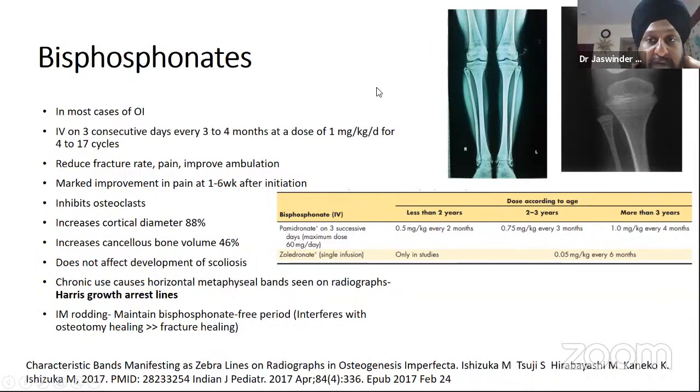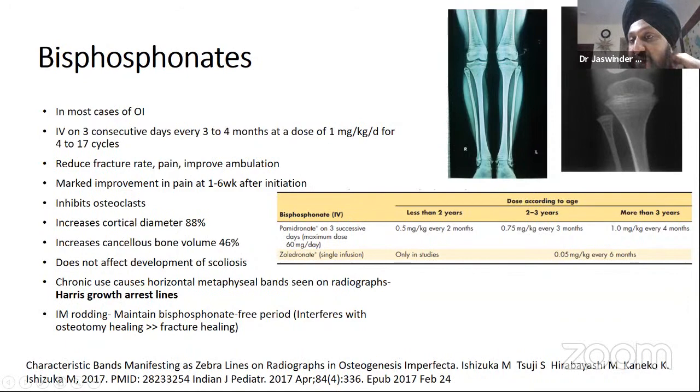And on chronic use of pamidronate, this is a typical X-ray which one will see. So around the knee, there will be some white lines which are called zebra lines, or classically they are called Harris growth arrest lines. Okay, so they'll be seen in the distal femur, in the metaphyseal region, in the proximal tibia, in the fibula, and on the distal tibia. So all metaphyseal regions of the long bones. So these are Harris growth arrest lines.